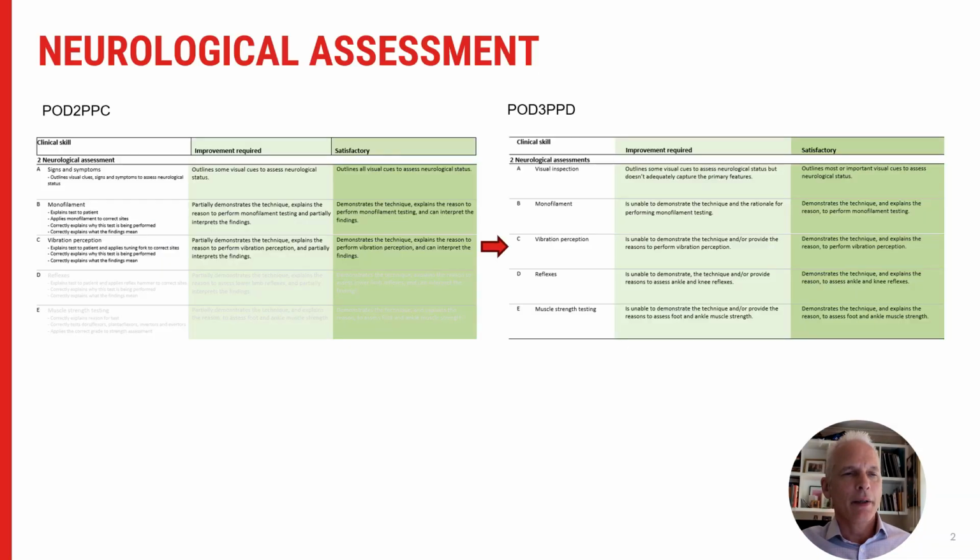So just to make it clear, in POD3PPC you had this type of assessment where you're looking at signs and symptoms, monofilament testing, vibration testing. You will see you've got a lot of similarities in PPD: vibration perception testing, monofilament testing, visual inspection, pretty similar to your signs and symptoms. We'll talk about that later. But you'll also be covering reflexes and muscle strength testing. Reflexes are a little bit difficult, but we'll show you a little bit on how to improve your testing of reflexes, and something you can practice in clinic.